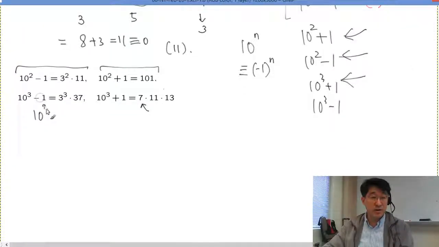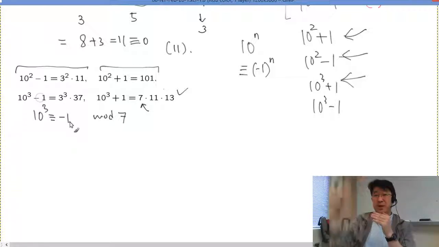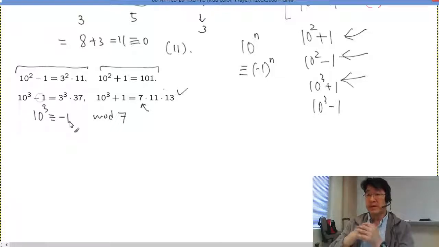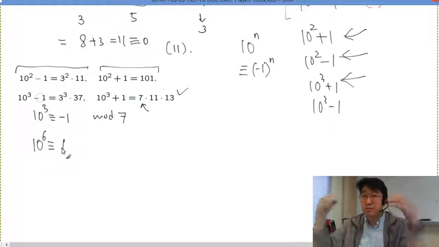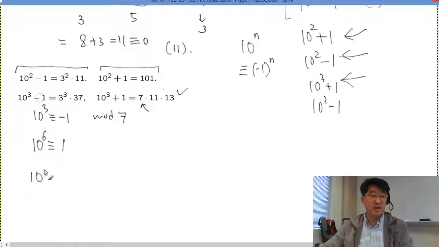10 to the third is congruent to what mod 7? You don't need a calculator. There is this equation: -1, right? So going every third block, you'll be able to replace that. So 10 to the third is going to be replaced by -1. What is the next one that you can do? 10 to the sixth, right? That's easy. What is it? +1 if you square it, right? How about 10 to the, what is the next one?